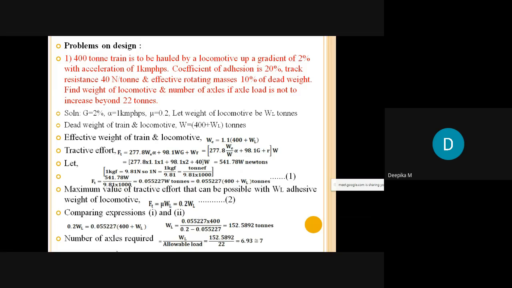So therefore, how many axles are required here? Here 7 axles are required to carry this much weight of the locomotive as well as the weight of the train. So this is how we are going to solve the problem. So next, let us move on to the second problem.